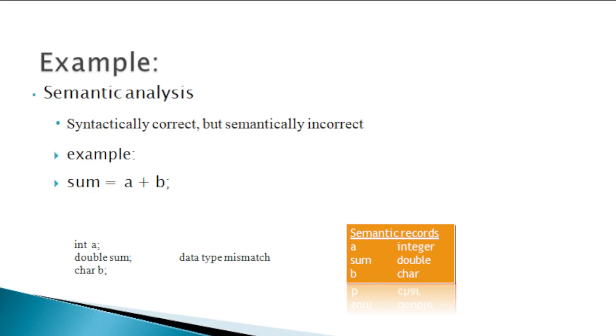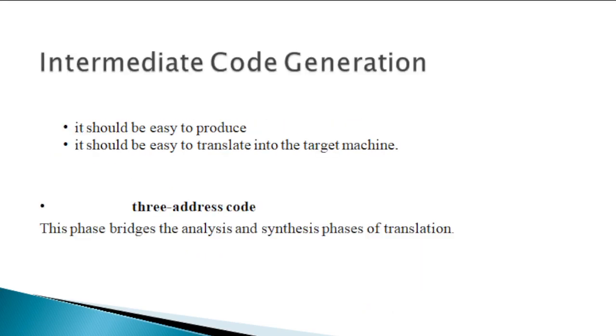Next step is intermediate code representation. It is an intermediate representation. It is used to make it easy to generate the target code, and easy to generate the binary code. There are many intermediate code representations, like 3 address code, 4 address code, and so on. Intermediate code generation is a bridge phase between the analysis and synthesis phases.